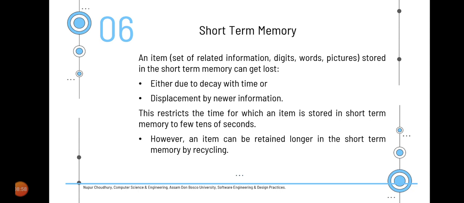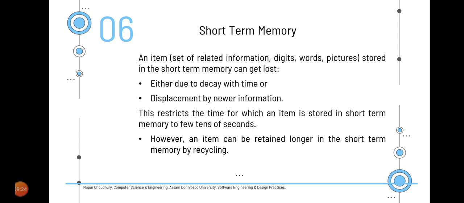And an item is stored in the short-term memory. An item is generally a set of related information. It might be digits or words or different types of pictures. So anything which is related information forms an item.